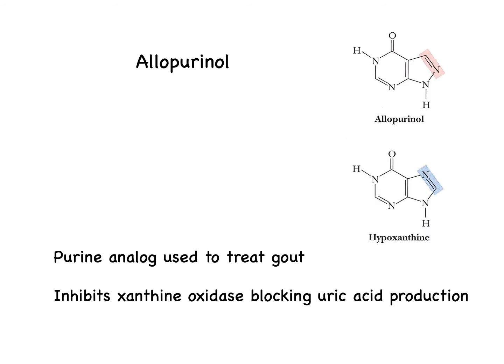Now, there are some drugs, at least one drug that's used to treat this, and this is the drug allopurinol. You can see it's very similar to hypoxanthine, except that the nitrogen has been switched with the carbon, where the oxygen is usually put on to make uric acid. So this compound inhibits xanthine oxidase, which is the final enzyme in the production of uric acid.